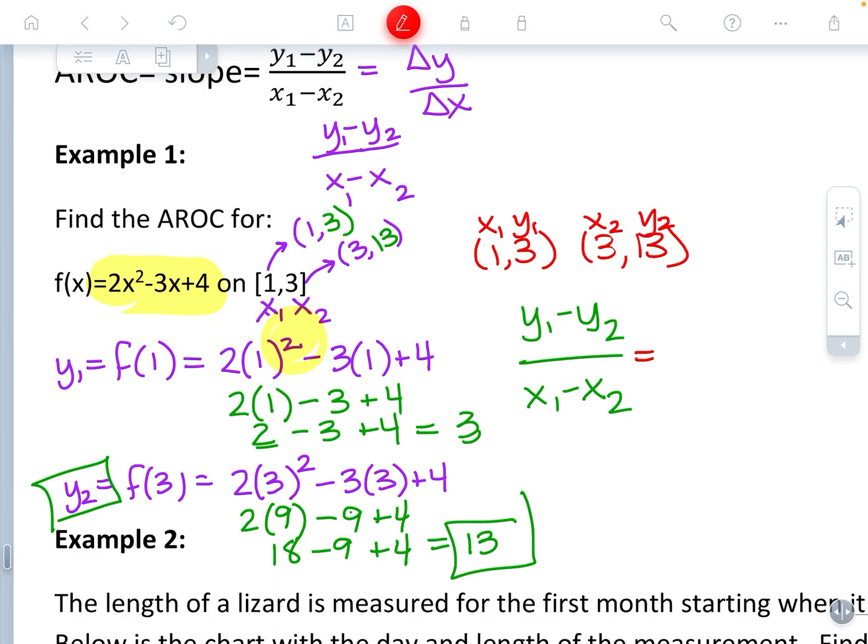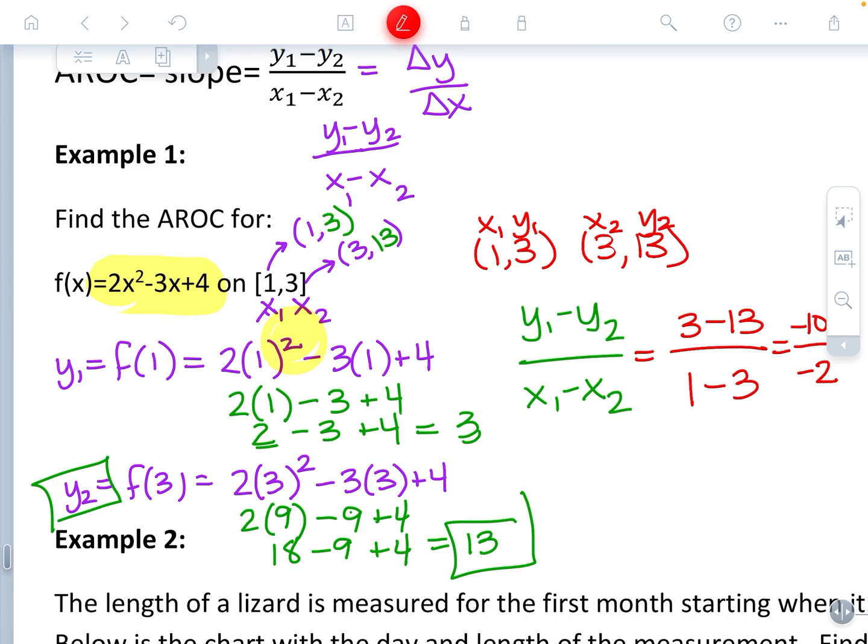Okay, our y1 is 3, so I'll put that in. Our y2 is 13. Our x1 is 1, and our x2 is 3. Okay, you have to be careful on this. 3 minus 13, you're going to be tempted to say that it's 10, but 13 is bigger than 3, so it's actually negative 10. I would recommend, if you don't know, plug it into your calculator so that you don't make a mistake. 1 minus 3 is negative 2.